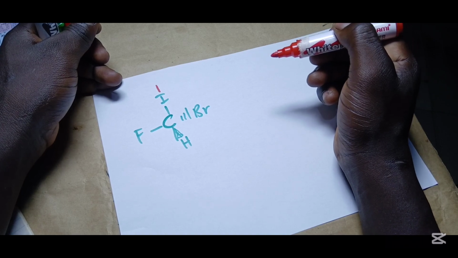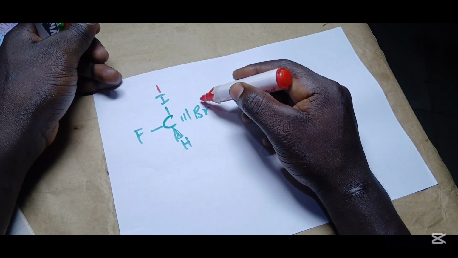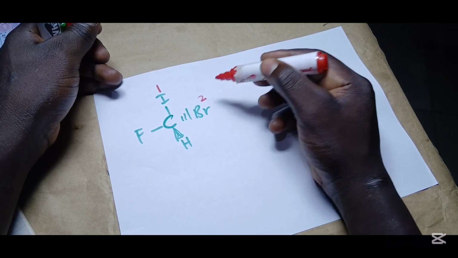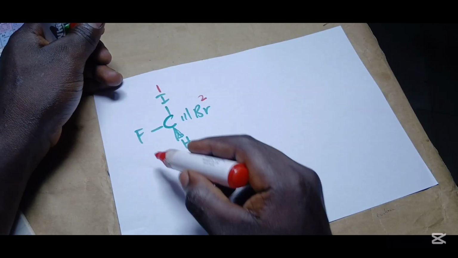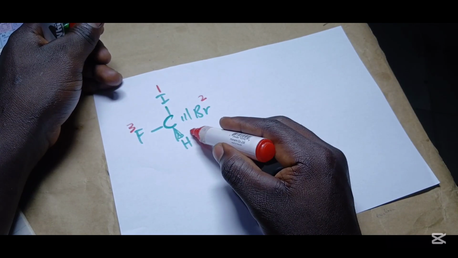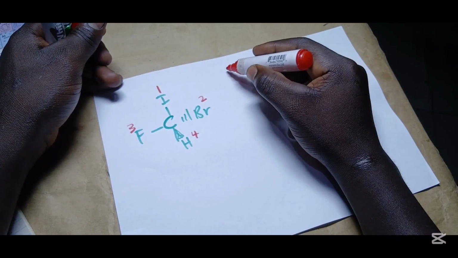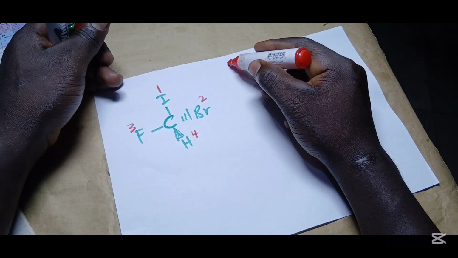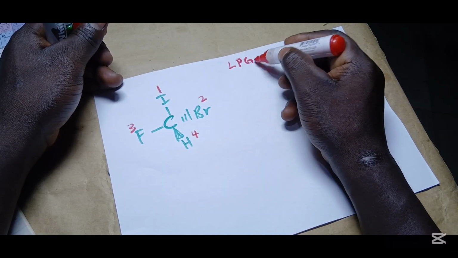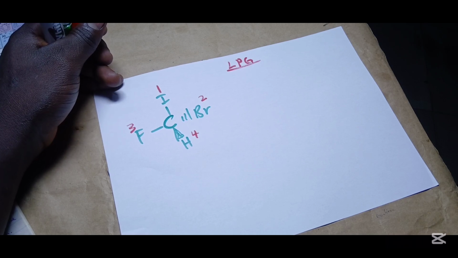Bromine has an atomic number of 35, while fluorine has an atomic number of 9. So bromine is priority number 2. Fluorine and hydrogen. Fluorine is definitely going to be priority number 3. And then hydrogen is the least priority. Because we'll be meeting this term, our least priority group, let's call it LPG, our least priority group, which is priority number 4. So anytime you hear LPG here, it means our least priority group.